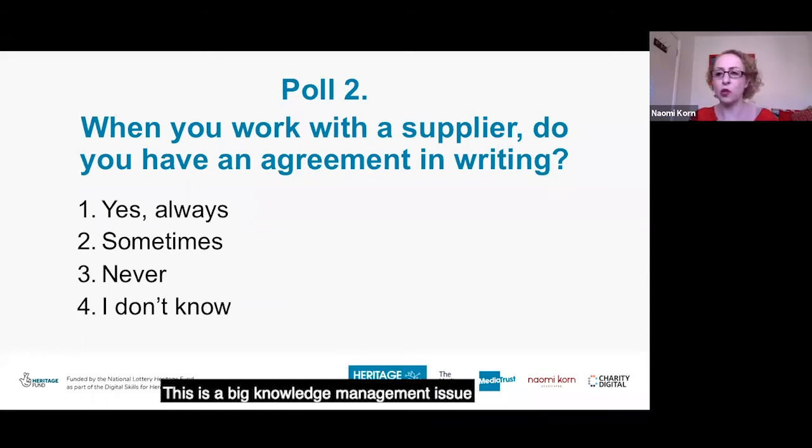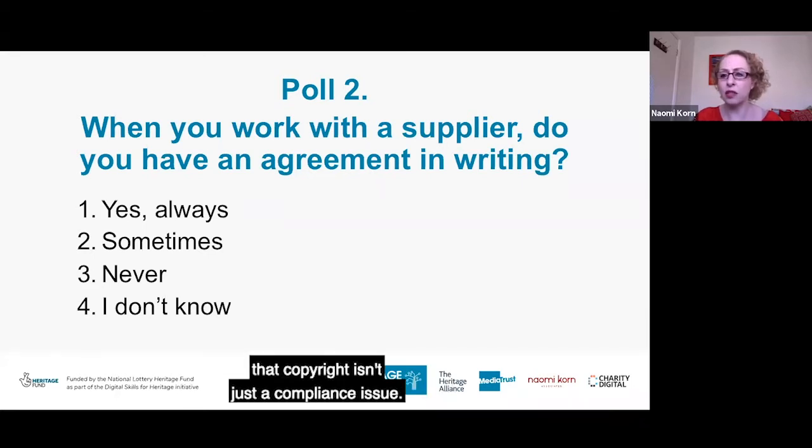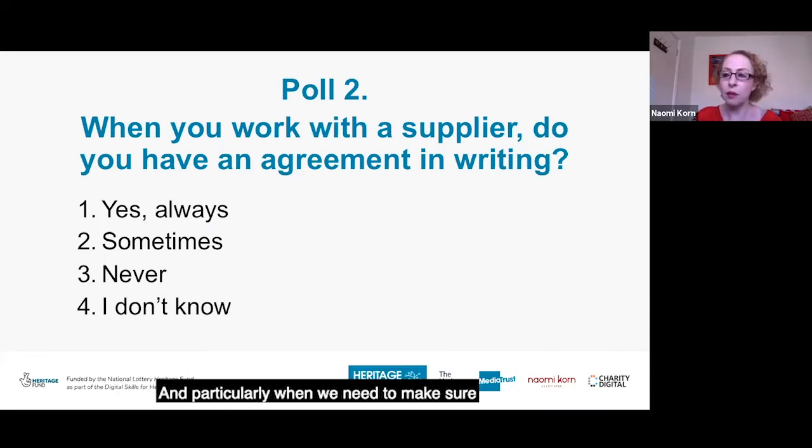This is a big knowledge management issue. And indeed, I've said for many years that copyright isn't just a compliance issue. It's a big issue with regards to records management and documentation and contracts management, all the things that we need to have in place to make sure that we support our activities now, but we can also support our long-term sustainability, particularly in these rocky times, and particularly when we need to make sure that for the long term, we know what agreements we have in place.